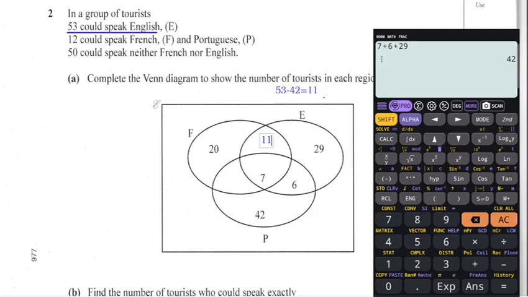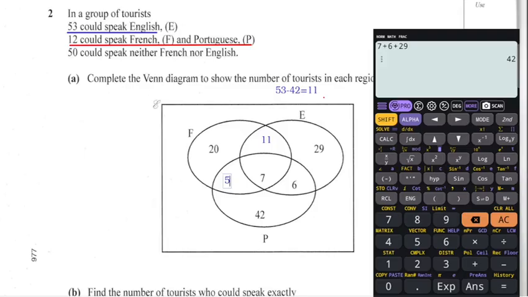The next statement there, which is this one, says 12 could speak French and Portuguese. This part here, French and Portuguese. Total of 12. Already 7 are inside. The remaining is 5, because 5 plus 7 is 12. So here I'm having a total of 5 people.